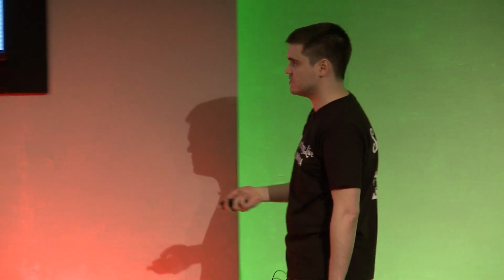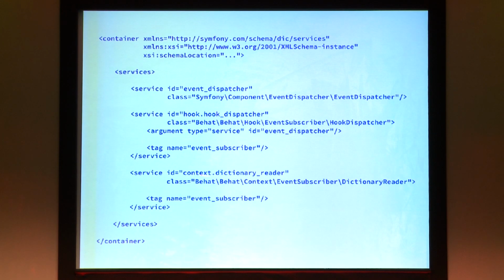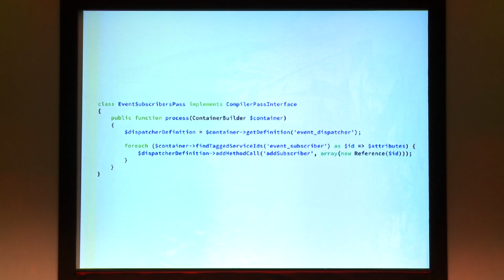How do you make this extension point decoupled in the dependency injection container? So you usually have this service definition. You will have exactly the same service definition in Symfony. So you have your hook dispatcher, and we have our context dictionary reader. We're just saying context dictionary reader is tagged event subscriber, right? So we have one service, and we have two event subscribers. Then we have a specific compiler pass, which when the container gets compiled, gets our event dispatcher, gets all the services tagged event subscriber, and just tells event dispatcher to, whenever you get instantiated, call this method with this service, right? It's dynamic registration.